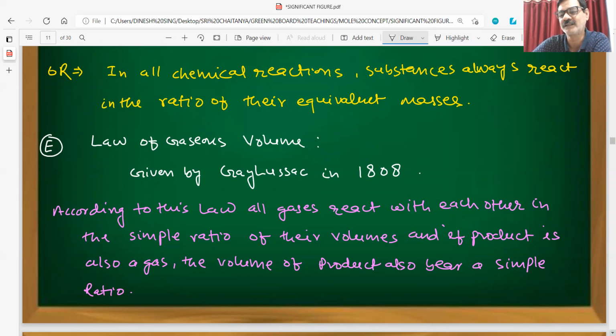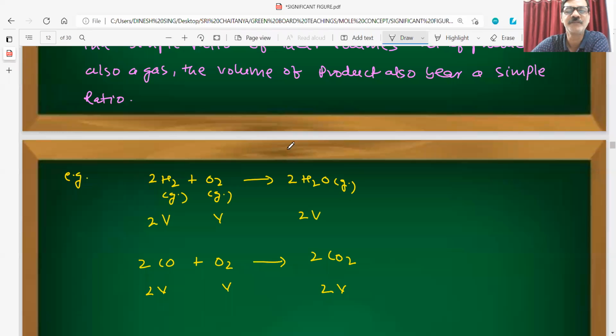For example, here we have seen some examples. That is the formation of H2O vapors or gas by reaction of H2 and O2. So two volumes of hydrogen react with one volume of oxygen to form two volumes of H2O. So the ratio of H2 and O2 volumes is 2:1, or the ratio of H2 and H2O is 1:1, or the ratio of O2 and H2O is 1:2. So this ratio of volumes bears a simple ratio.